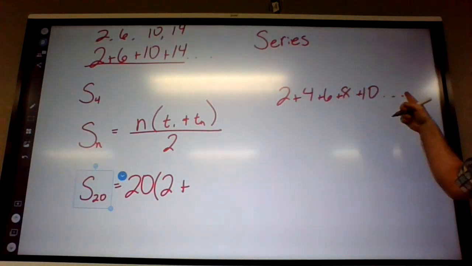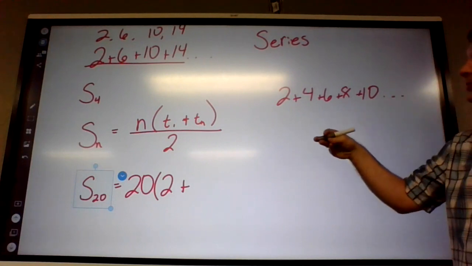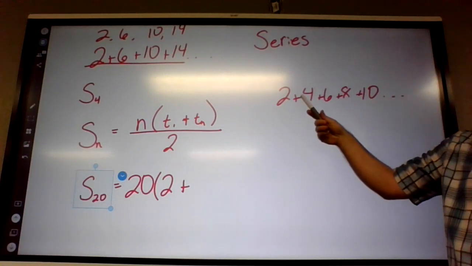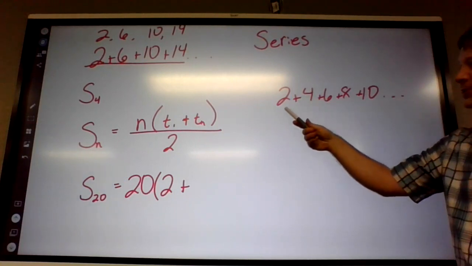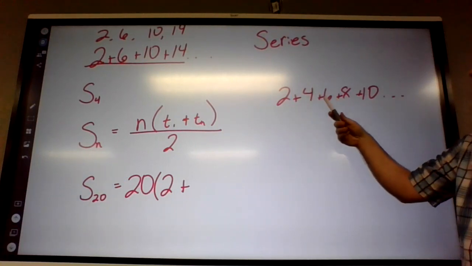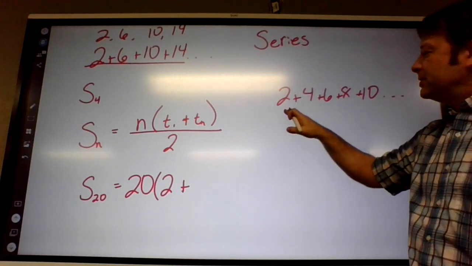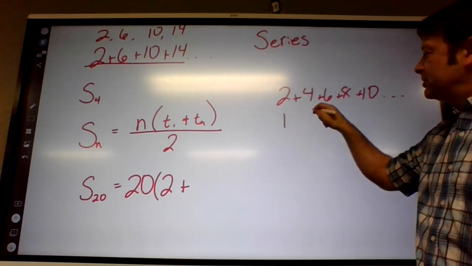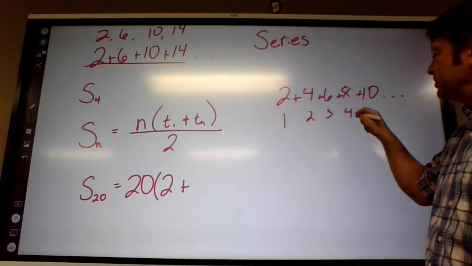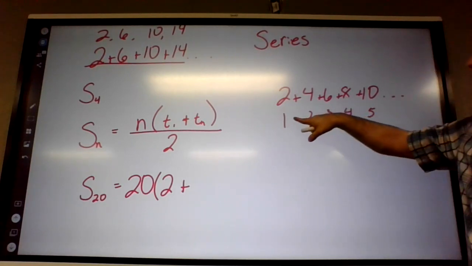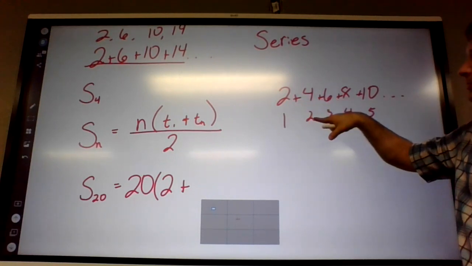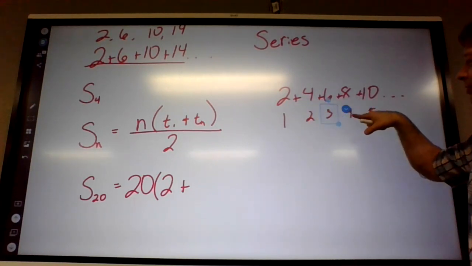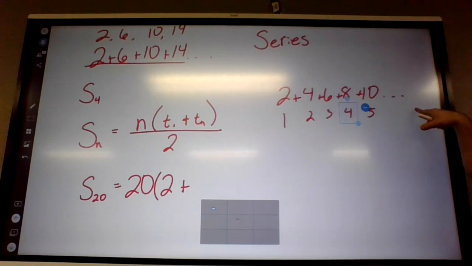So what would the 20th term be without me writing all those out? Well, the first term is 2, the second term is 4. What's the pattern? The fifth term is 10. It's just the number of the term times 2 gives you the term. So the third term is 6, the fourth term is 8. So the 20th term will be 20 times 2, which is 40.